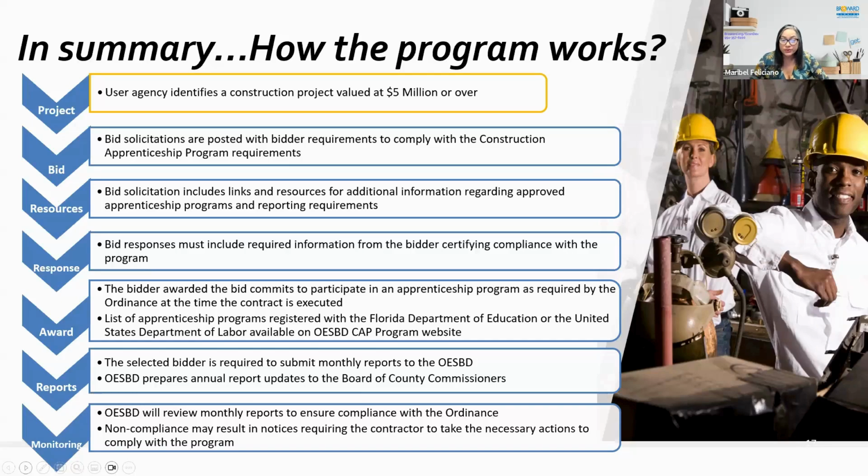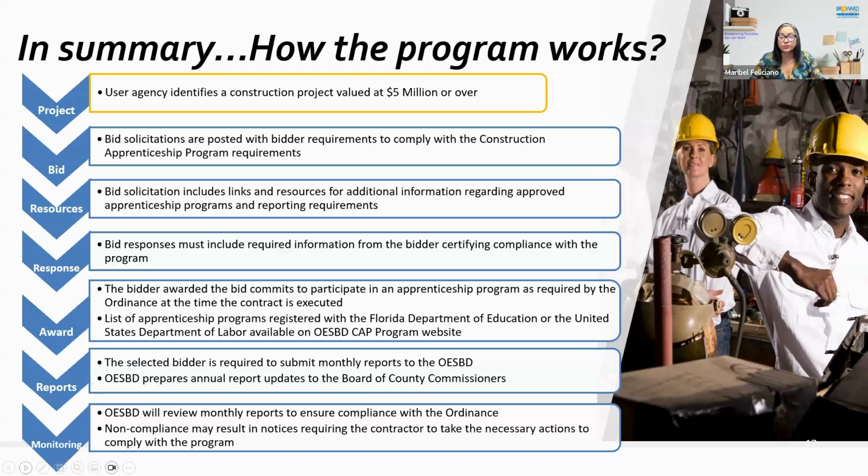The bid responses are reviewed to ensure that you're complying with the requirements of the program and that you're committing to using the apprenticeship programs. Once the bid is awarded, your contract language also includes and makes reference to the Construction Apprenticeship Program requirements. We will again work with you to provide the list of Broward County registered apprenticeship programs. We will also, as part of the recognition letter that you will receive, tell you, as we illustrated earlier, if the project is required to comply with WIP or CAP.